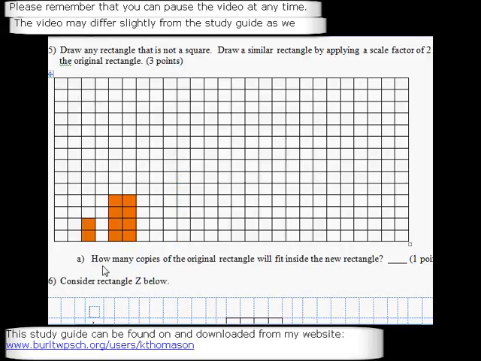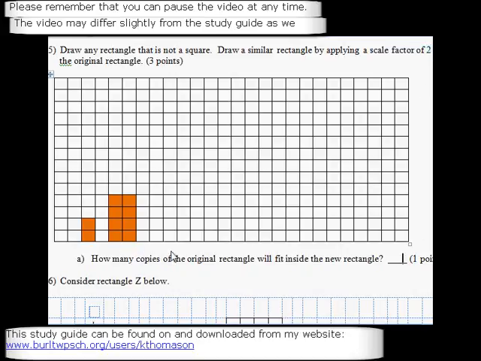Alright, so 5a says how many copies of the original rectangle will fit inside the new rectangle. Now, you can take the easy way out and see, well, here's the shape, and you'll fit 1, 2, 3, 4. Now that's the easy way out, and you know the answer is 4. However, on the test, the shapes may not be this simple. So what you need to know when you're talking about copies, it's whatever the scale factor is squared. So if you square 2, you're going to get that same answer of 4.